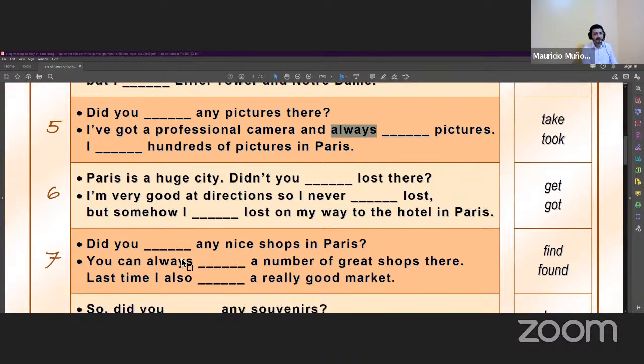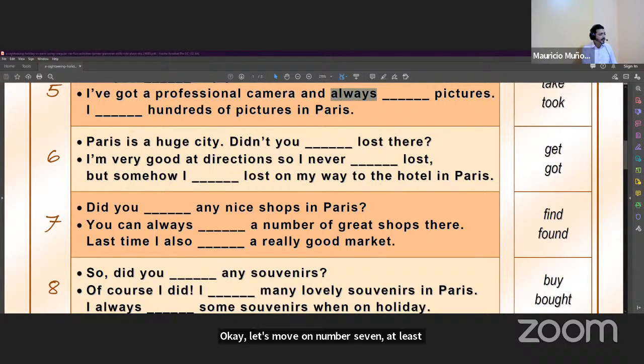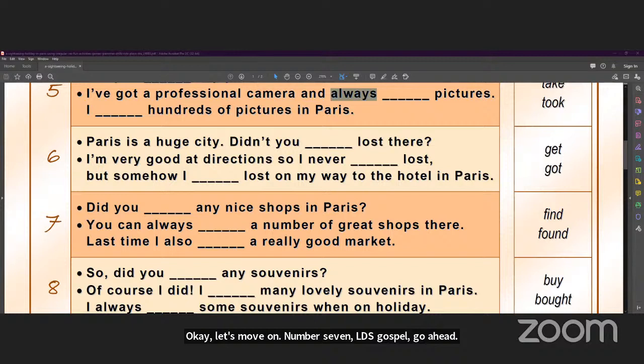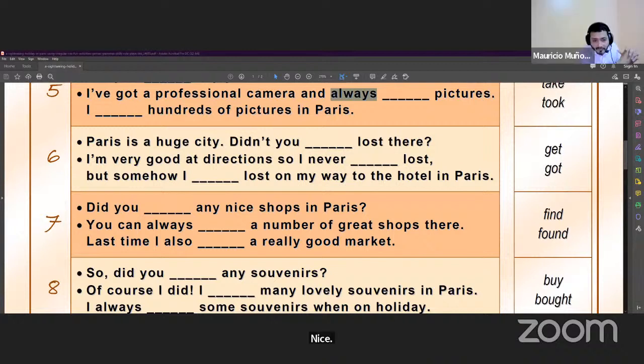Okay, let's move on. Number 7, Elias Castro, go ahead. Good morning. Did you find any nice shop in Paris? You can always find a number of great shops there. Last time we also found a really good market. Thank you very much for your participation.